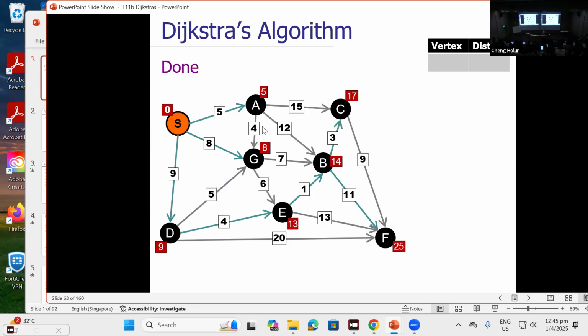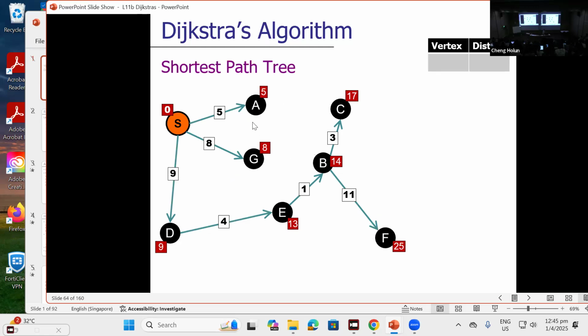Done. And just now, if you remember the process, when you do the final relaxing edge, these are the edges that you finally relax your vertex. For example, this edge EB here is the last edge you relax to B. And these are actually the shortest path. This is the shortest path tree.